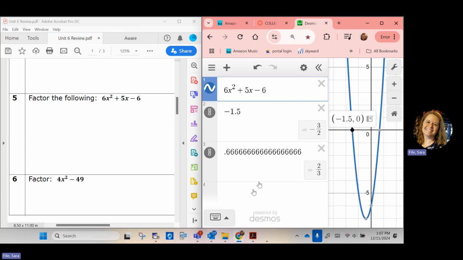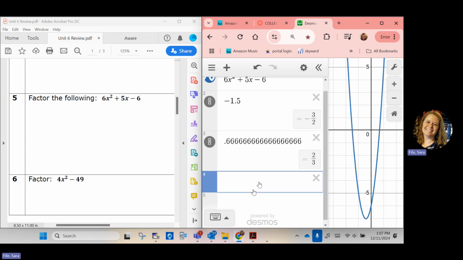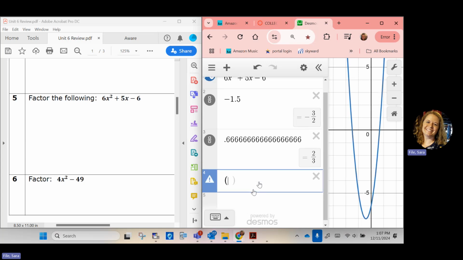So if I wrote those as factors, that first one would be 2x plus 3. So I'm going to write 2x plus 3 as a factor. And then this one, 2/3, I'm going to say it's 3x minus 2. And look at where that graph is. Do y'all see that it's right on top of the original blue one?